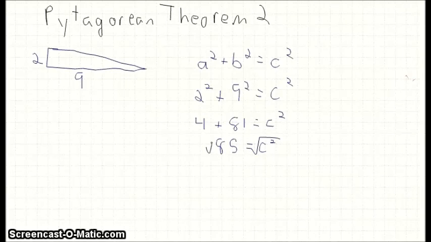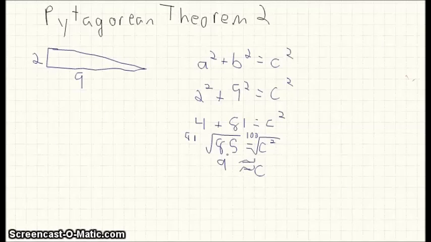To undo a square, you square root them. So C squared square rooted is just going to give you C. And the square root of 85, we can estimate that. The perfect squares around it are going to be 81, which is 9, and 100, which is 10. So 81 is a lot closer to 85 than 100 is, so that's going to be about 9. So we could estimate it as about 9. If we want to get a little closer, it's much closer to 81. So again, you could say it's about 9 2/10.